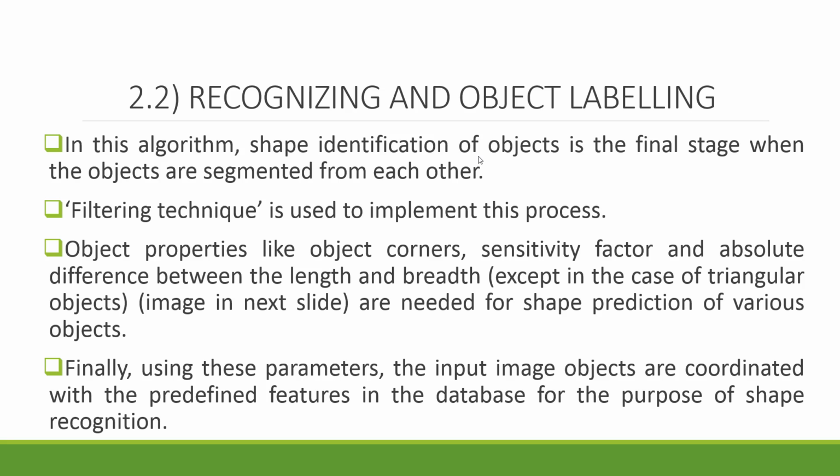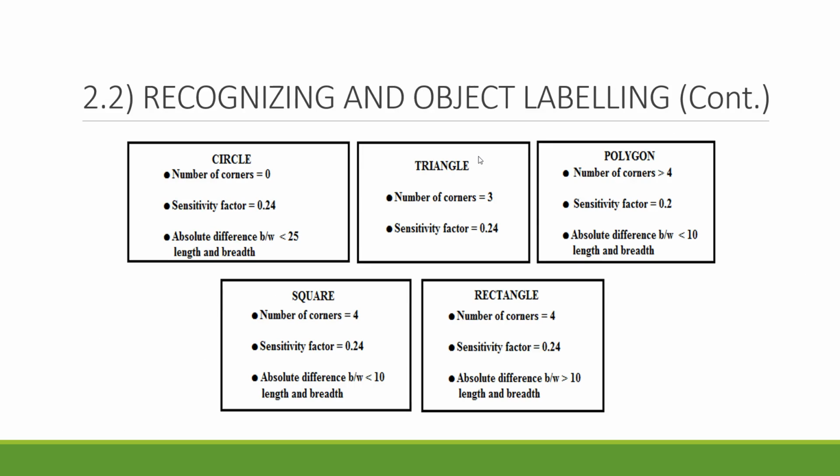The second point in the algorithm is the recognizing and object labeling. In this algorithm, shape identification of objects is the final stage when the objects are segmented from each other. Filtering technique is used to implement this process. Object properties like object corners, sensitivity factor, and absolute difference between the length and breadth are needed for shape prediction of various objects. Finally, using these parameters, the input image objects are coordinated with the predefined features in the database for the purpose of shape recognition.